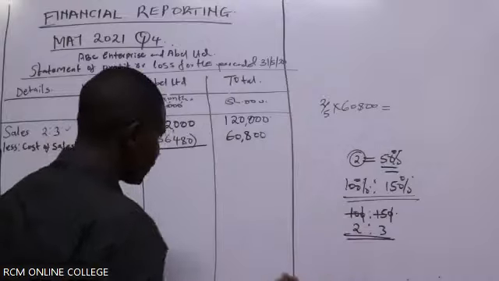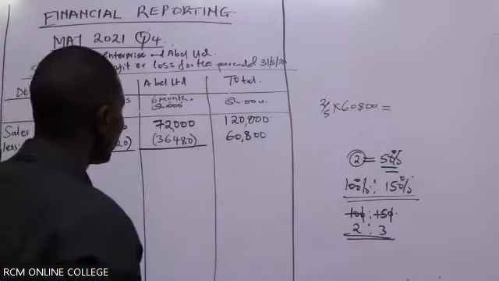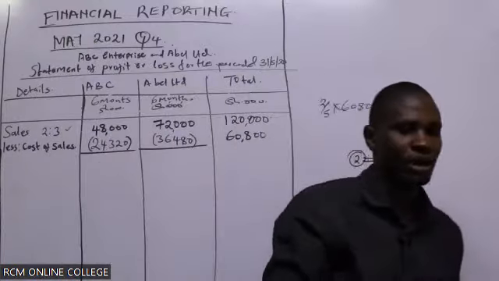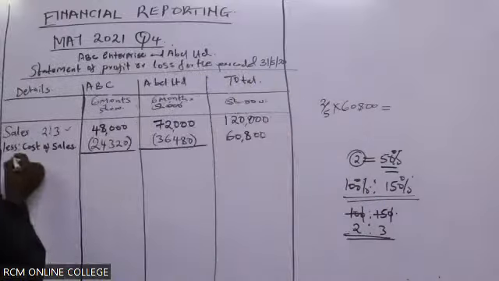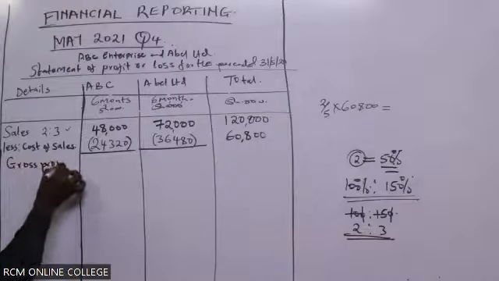But even if you do only the column with the period, there's no worry. You're going to get the same result. So let's get the gross profit now. We go to the gross profit.